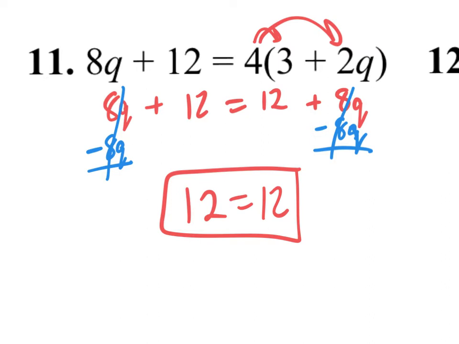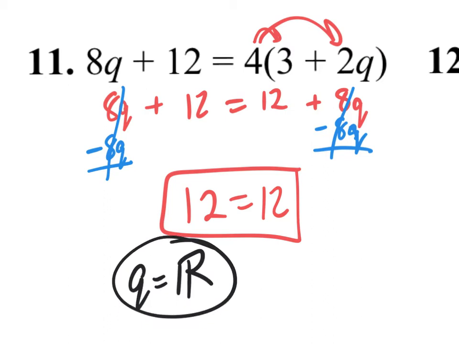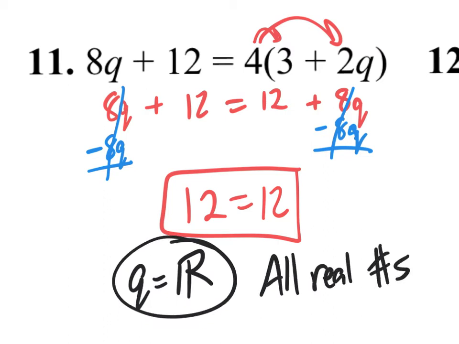So what this means is that the q's ended up canceling out. That means the value of q doesn't even matter because you're always going to get a true statement, 12 equals 12. And remember, what we're looking for when we solve an equation is the value that'll make it a true statement. And as you can see, the q's don't matter. It's always true, which means that q could be any number you want. So we're going to say q equals that symbol, which means all real numbers.